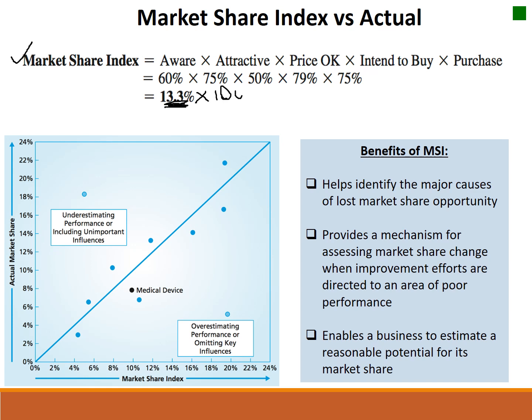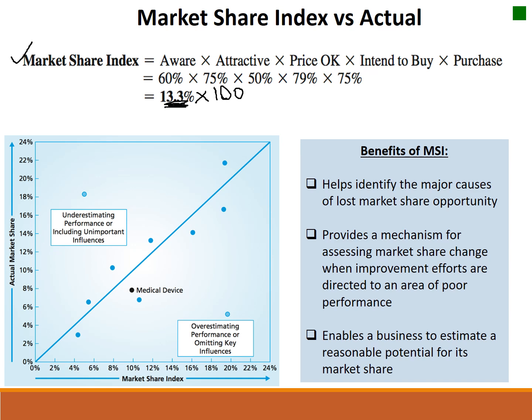So the index here for this would be 13.3 instead of 13.3%. But that's just kind of a semantic thing. We know that market share is oftentimes expressed as a percentage. So we can move forward and we can try to build on this as well.